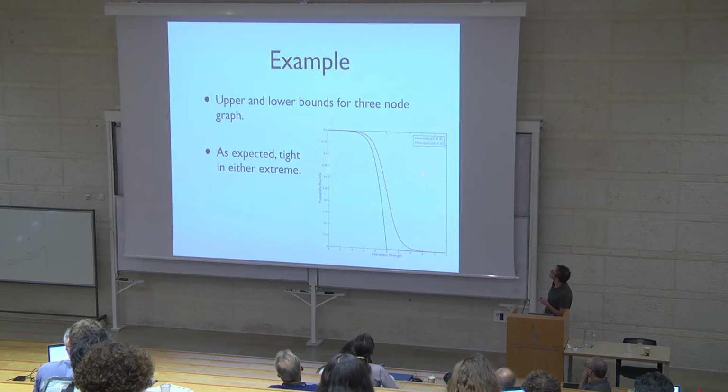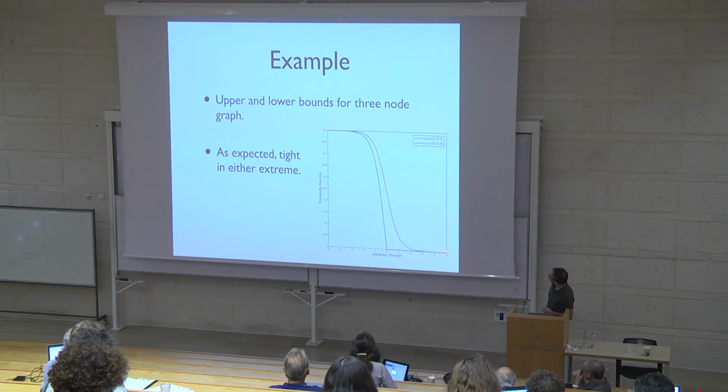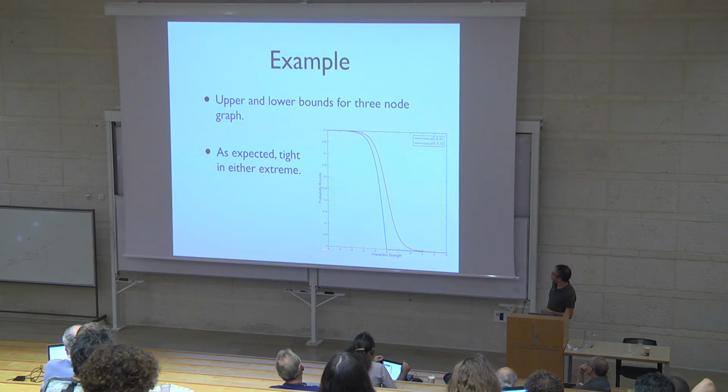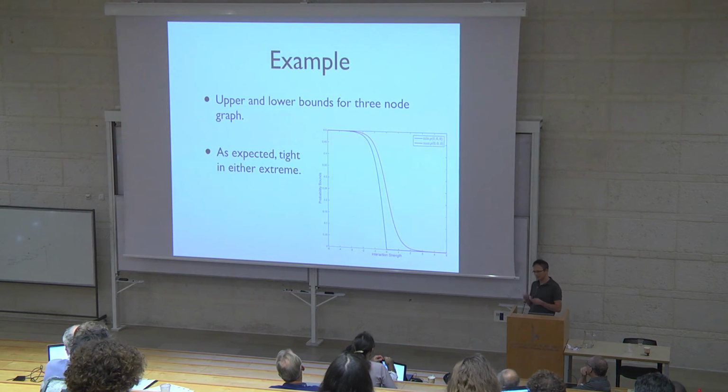So here's a simple example of just the min and max probability. This is a 3-variable Ising model, and these are upper and lower bounds. This is interaction strength. This is where all variables tend to be the same, say 1, and this is where they all want to be different. At the extremes, our bounds are tight, and in the middle, as expected, there's some gap.